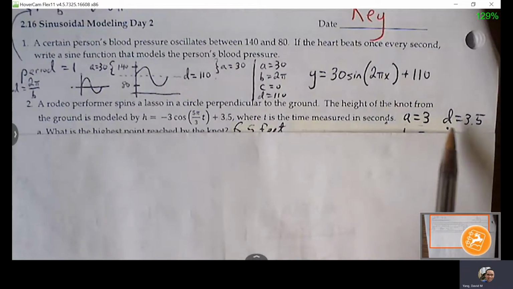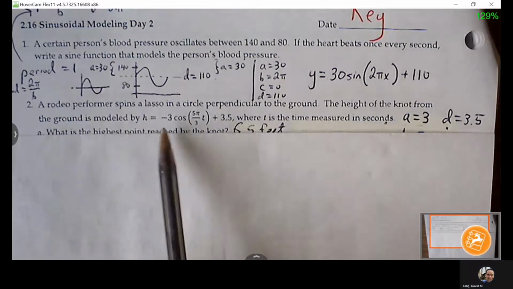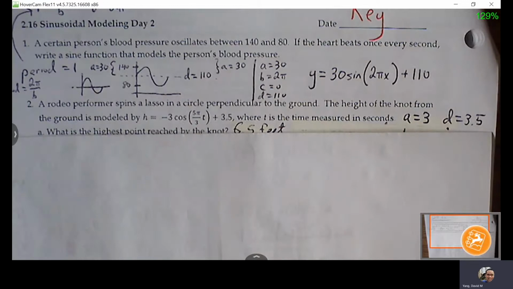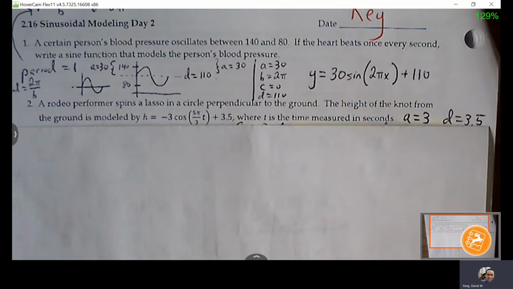So if you know your A and your D value, we should be able to graph where our midline is. From the midline and the amplitude, we can figure out the highest and lowest points just based off of the A and D value, right? Okay, try that.